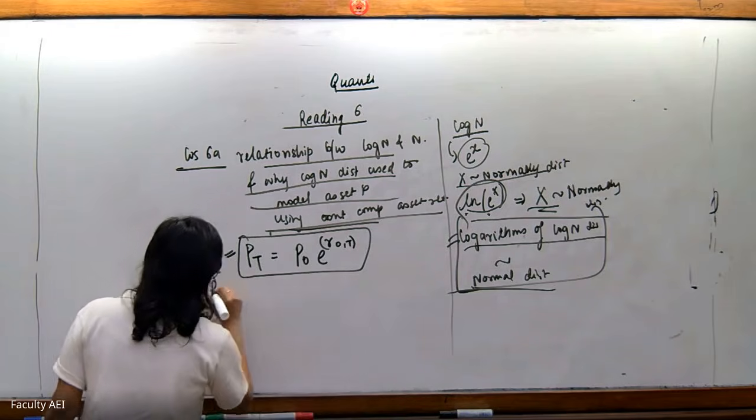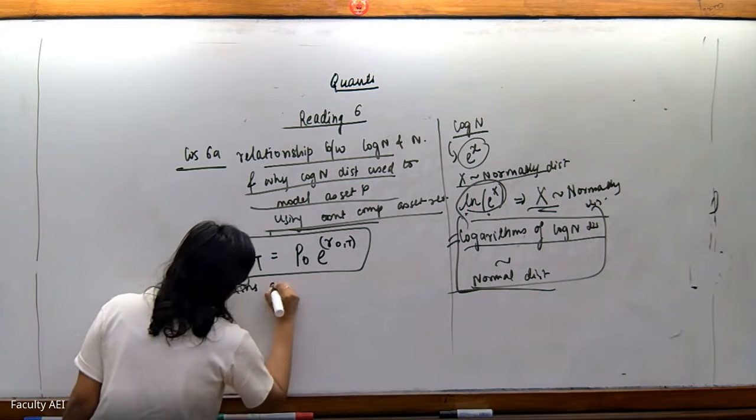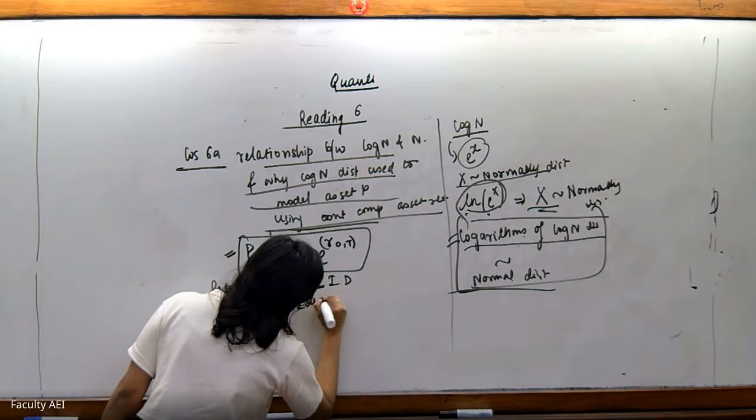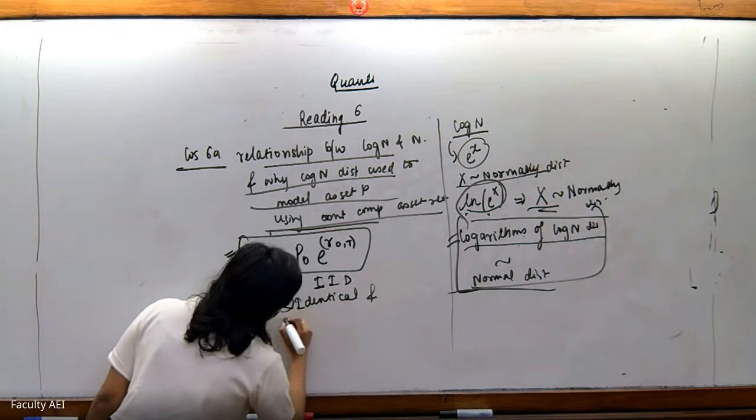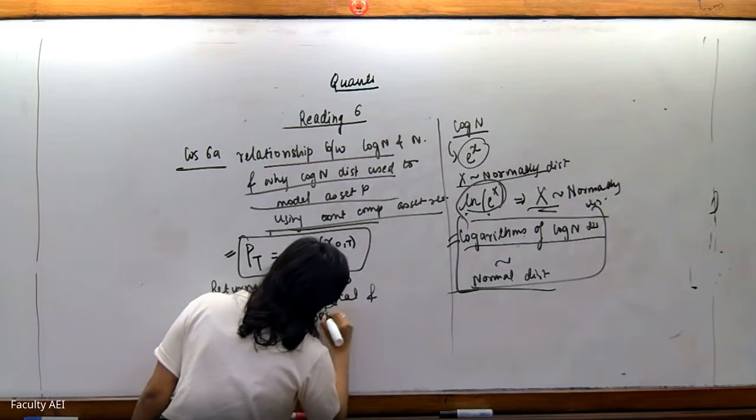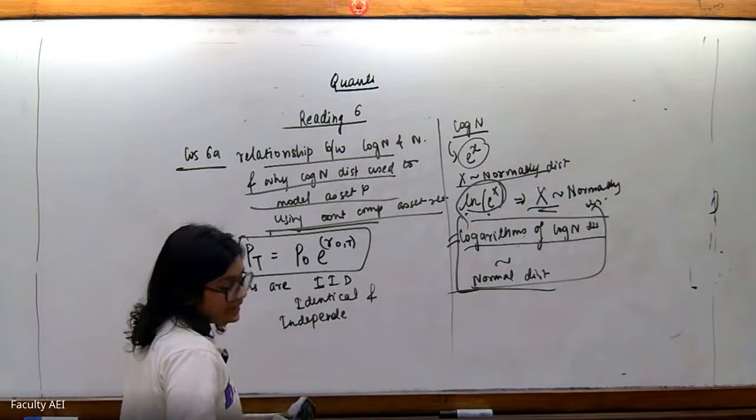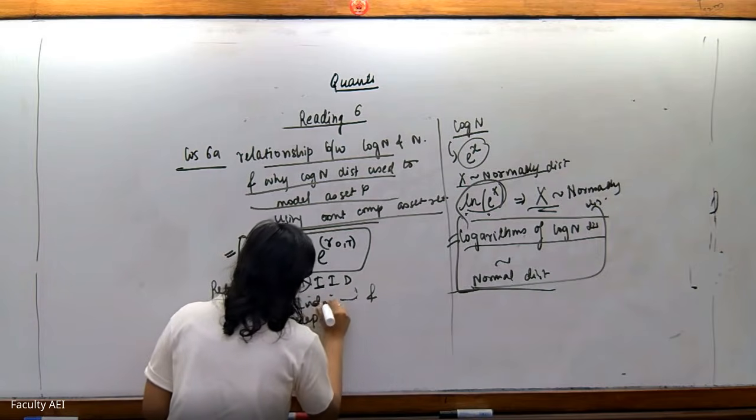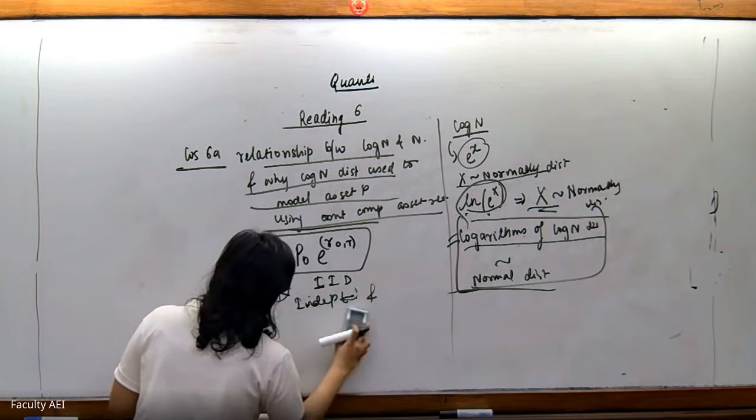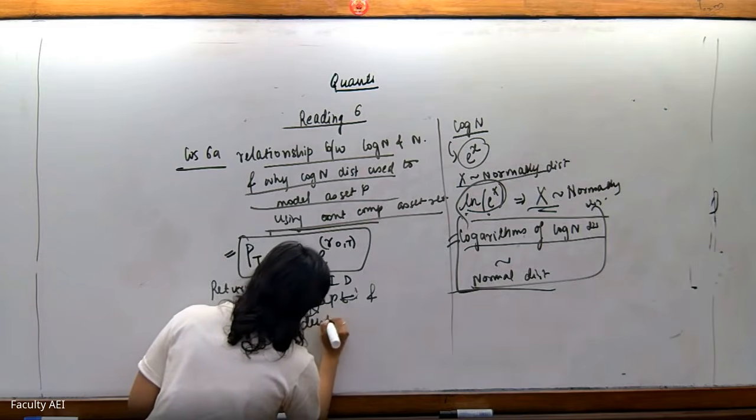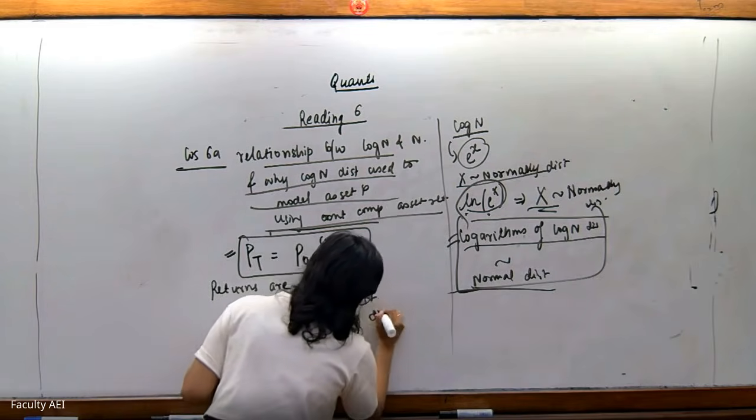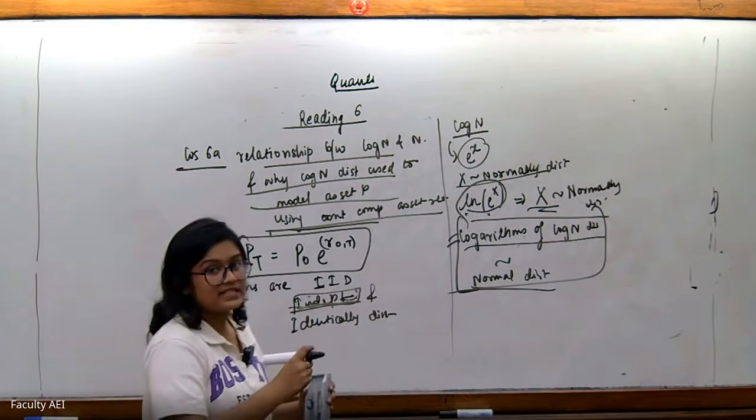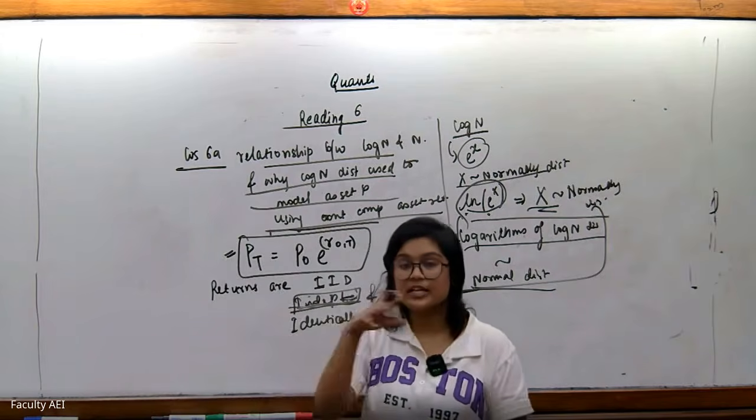Now, if your returns are IID, that means identical and independent and identically distributed. This means what? If your returns are independent, this means your today's return is independent of your past returns.